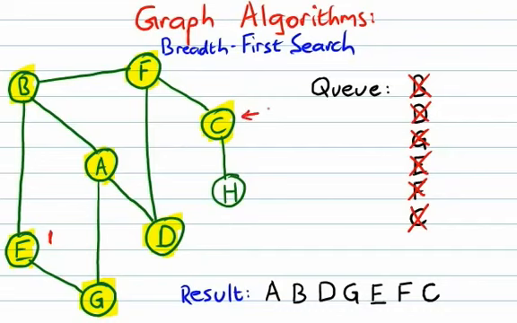So we go to C, and we take a look at all the vertices connected to C. Well, we've been to F already, haven't been to H, so we visit H, mark it as visited, add it to the queue, and we're done with C.